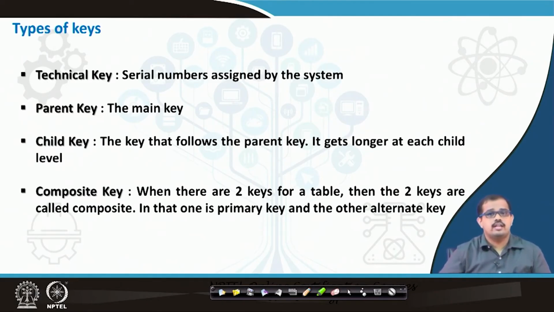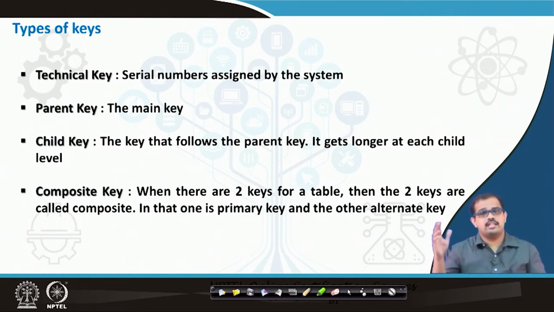Then you have a composite key, where there are 2 keys for a particular table, 2 different keys for a particular table, and these 2 keys are called composite keys. This can be a primary key also, or it can be any other alternate key. So it is not compulsory that both of these keys have to be primary keys. So this is called a composite key.